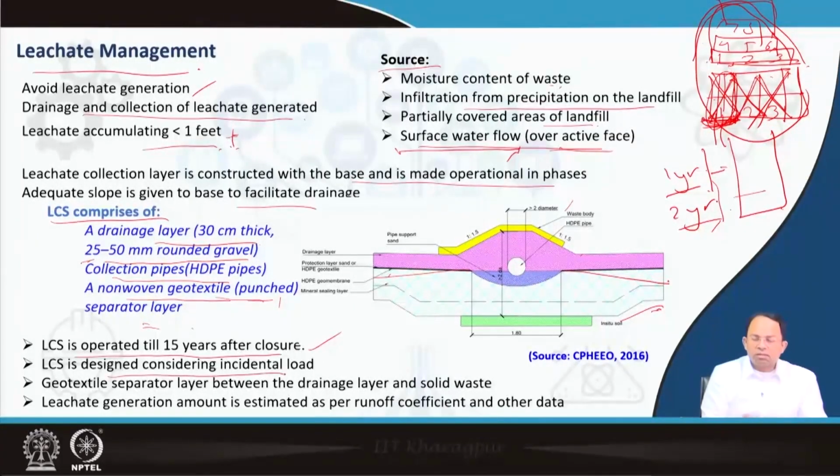So it is designed considering the incidental load, the compaction that will happen, and so on. That means the layer is at the bottom, so a lot of load will come on that, and that has to be considered. Geotextile separator layer between the drainage layer and the solid waste prevents mixing of the waste inside the drainage layer. Leachate generation amount is estimated as per runoff coefficient and other data. So there is a detailed analysis that needs to be done to determine what amount of leachate is generated. But we will do it using some thumb rules, we can also do some basic estimates, right? But usually we need to do very detailed calculations as far as engineering design is concerned.